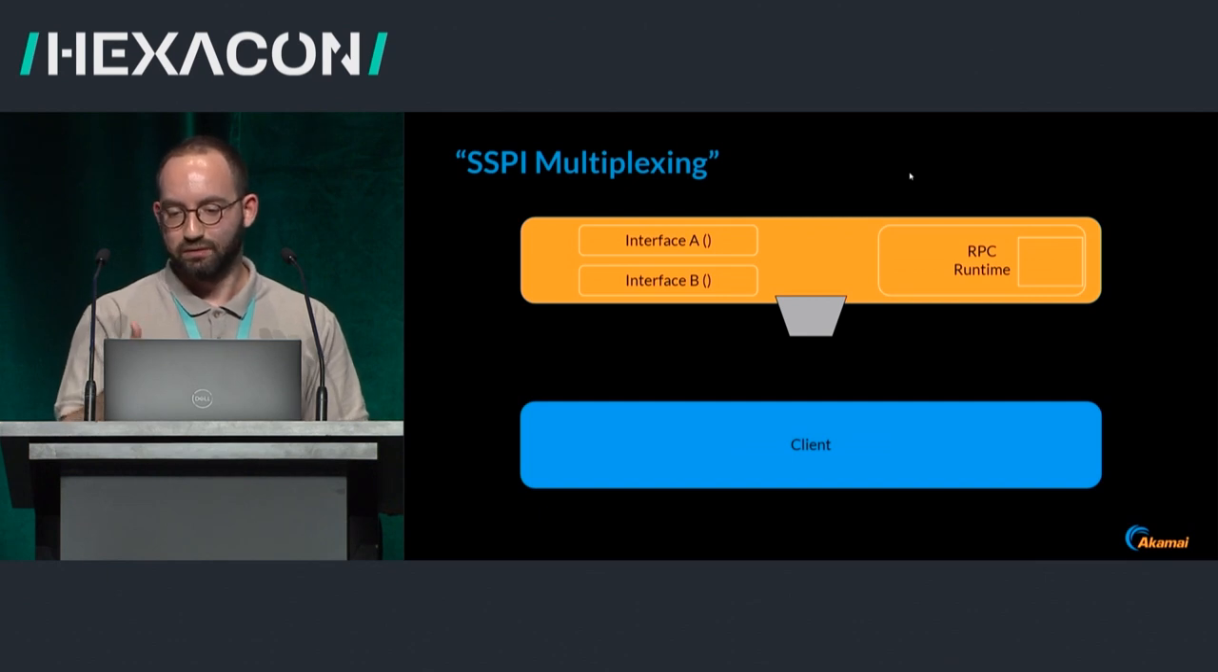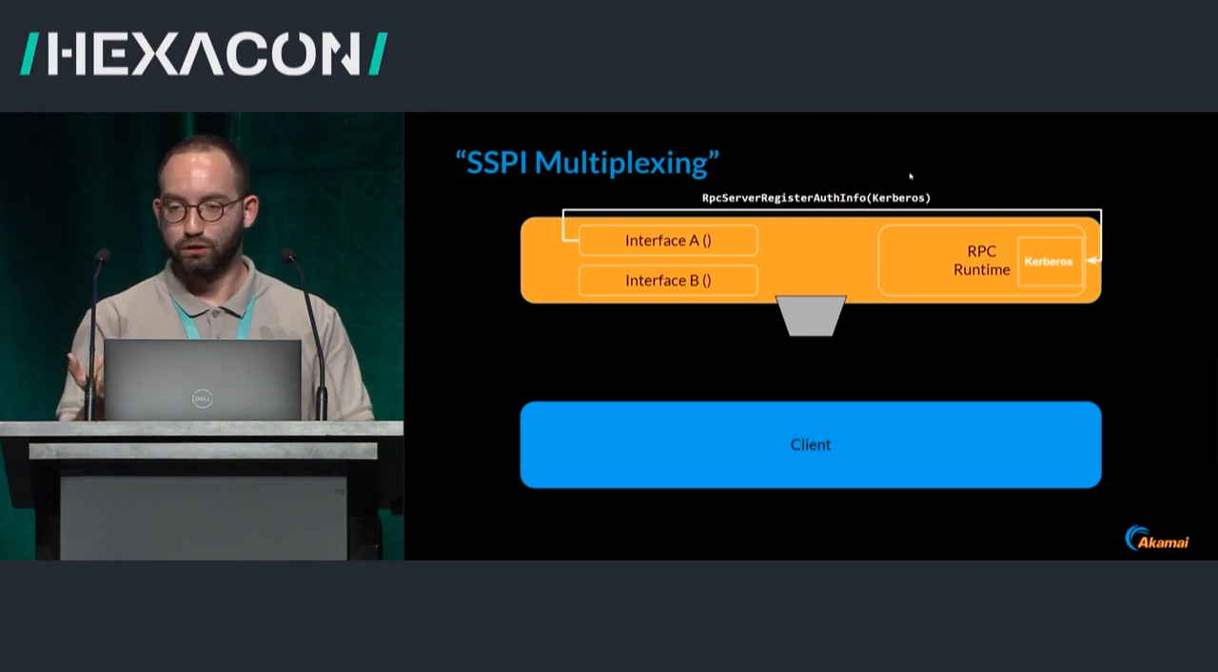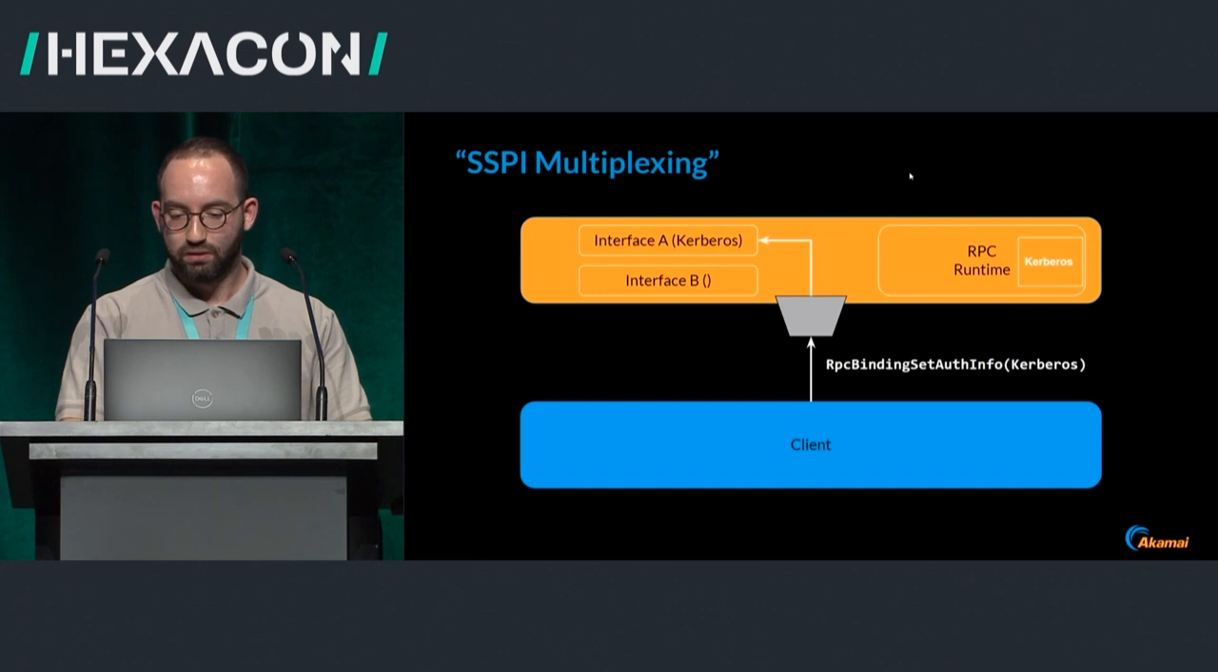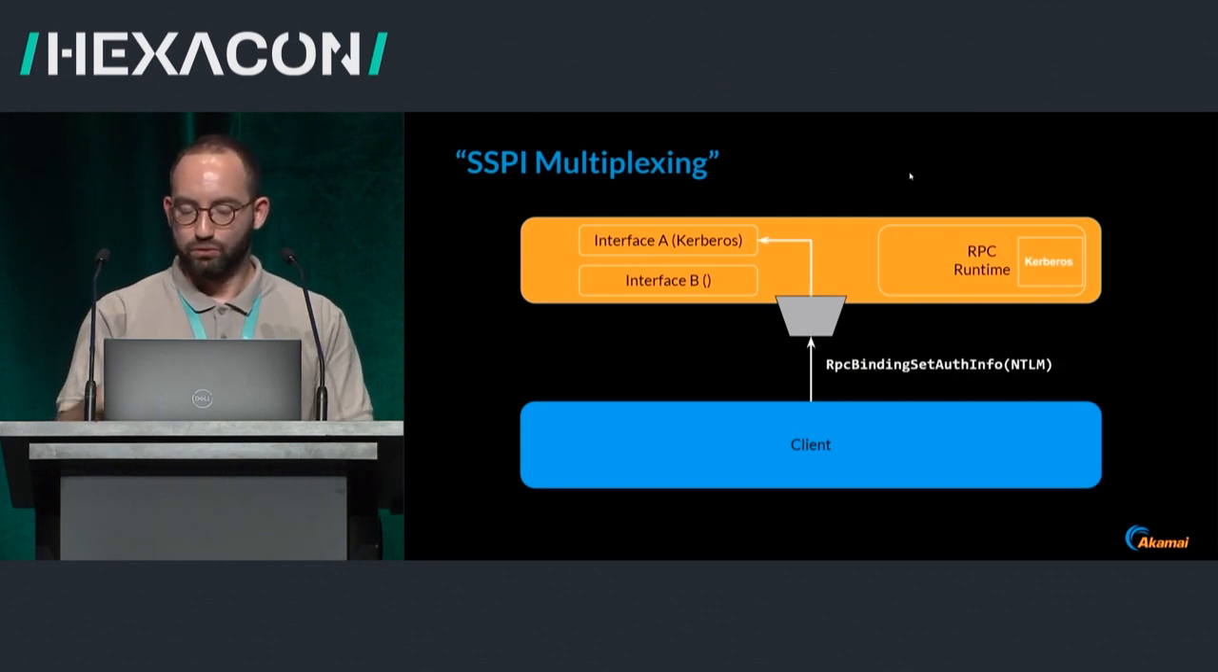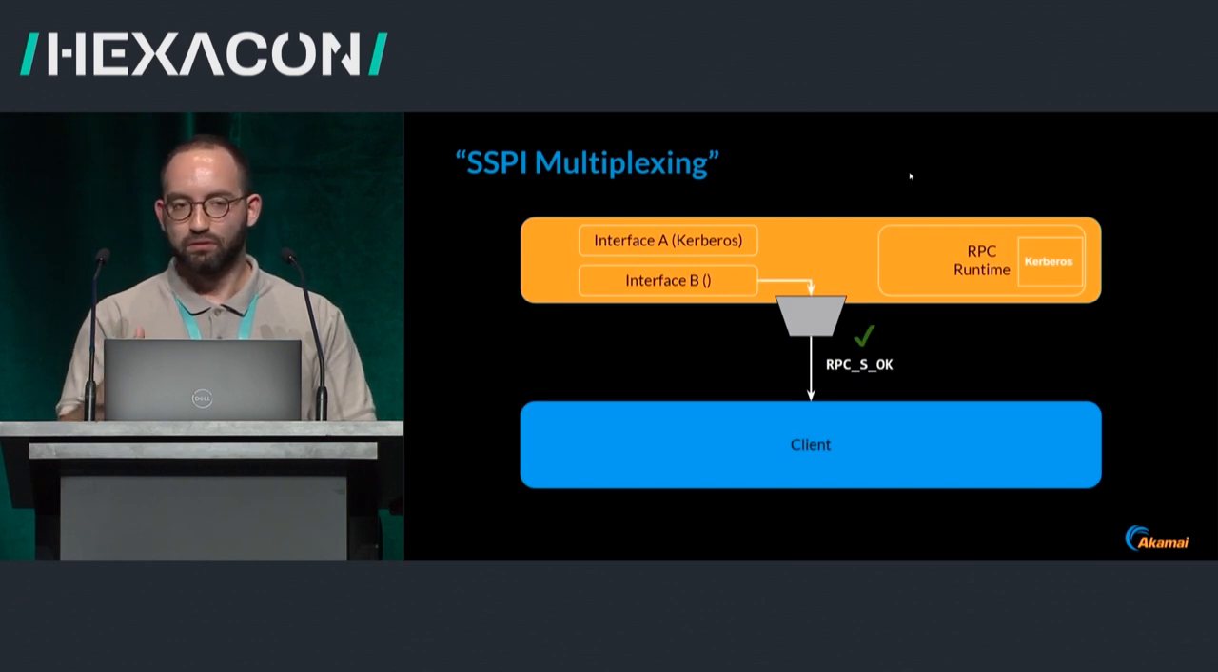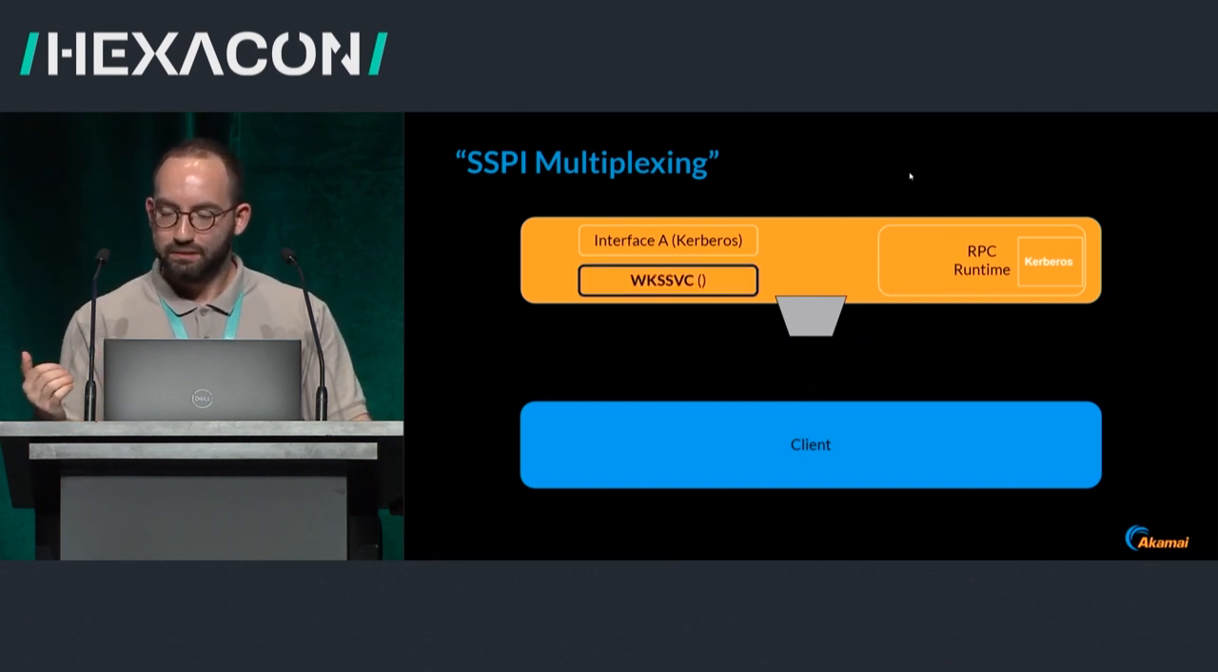So let's look at this flow. We again have our client and server machine. And on the server, there is a process with two RPC servers of different interfaces exposed. The first interface registers with a security provider. In this example, let's say Kerberos. And now clients that wish to authenticate to interface A with Kerberos can. But using other security providers like NTLM will be met with an error of unknown authentication service. But since Kerberos is now loaded into the RPC runtime, all of this is handled there. The client can also authenticate to interface B with Kerberos, even though interface B never meant or wanted to have authentication. And this is relevant for us because WKSSVC is our interface B.